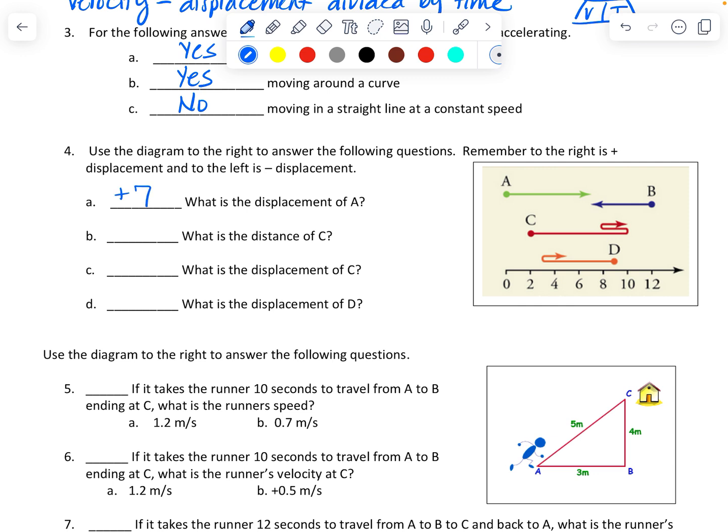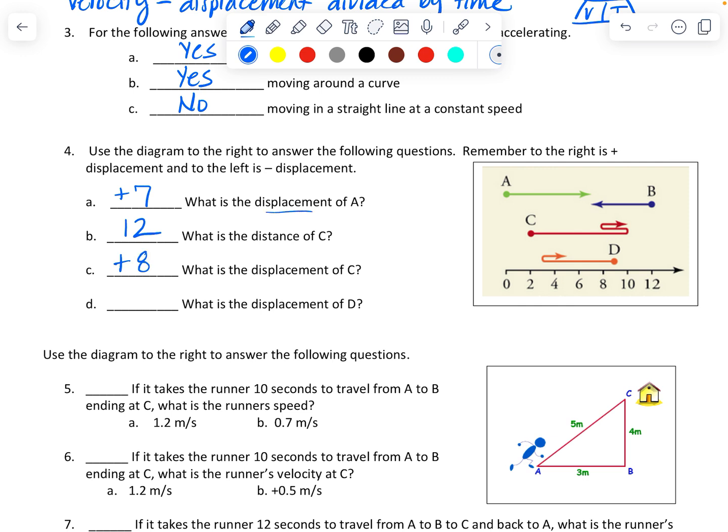The distance of C is how far did they travel. So they started C at 2 here, went all the way to 10, so that's 8. Then went back to 8, so went back 2 more, so that's 9, 10, and then back to 10, 11, 12. So they went 12, and we don't need direction because it's distance. Displacement of C now is start to finish, where they started, from where they finished. They started at 2, and they finished at 10. And they went to the right, so it's going to be a plus 8.